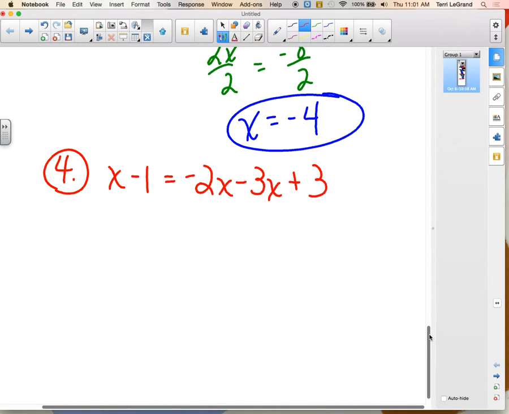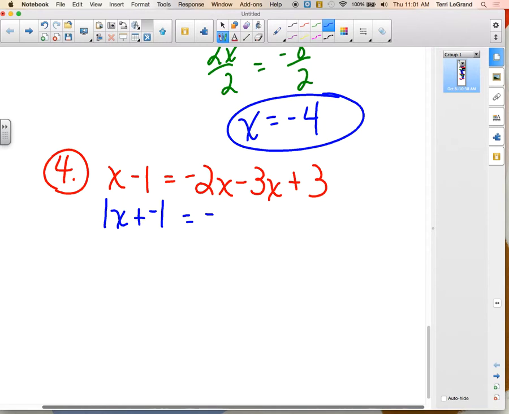Okay, lots of subtraction going on. How many subtractions are there? 2. Only 2. Is this one a subtraction right here in front of that? No, that's a negative, isn't it? Okay, so I'm gonna stick a 1 in front of that x. I'm gonna change the subtract 1 to add a negative 1.